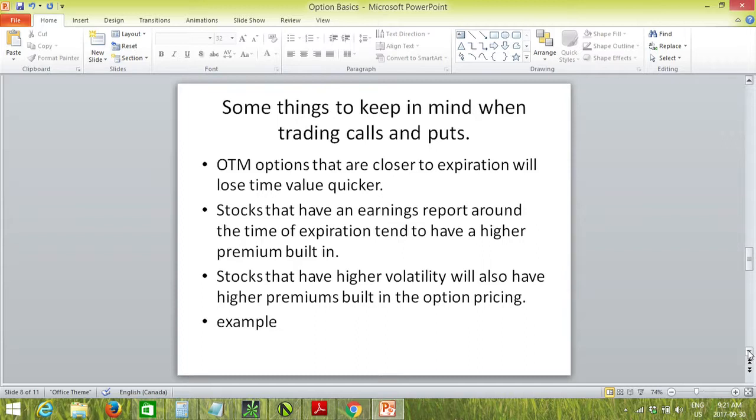All right. So stocks that have earnings reports at the time of expiration tend to have a higher premium built in. So the stock that's reporting earnings around the time of expiration on a particular option, of course, is going to be more volatile, and that premium is going to get built in to the price of that option. So again, same thing. Stocks that have higher volatility will also have higher premiums built in to the option pricing. And let me give you an example of this.